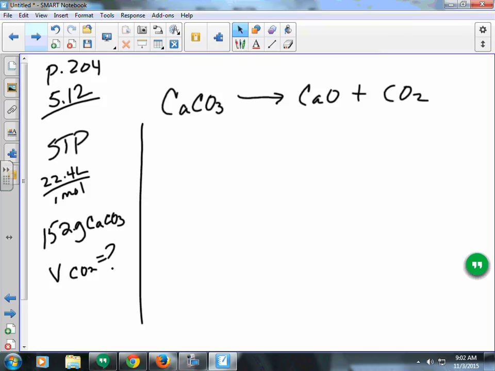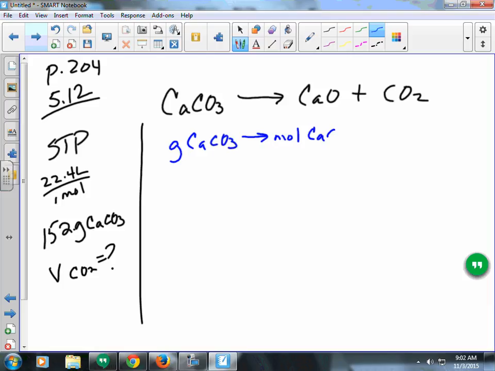All right, so where do we start? Can't do anything with grams. You've got to get it in moles. So we're going to take grams of calcium carbonate and change it to moles of calcium carbonate. How are we going to do that? Molar mass. Okay, now what? Right, Sarah, we've got to change it from moles of one substance to the other substance. What substance are we going to change it to? The CO2. So we're going to moles of CO2.